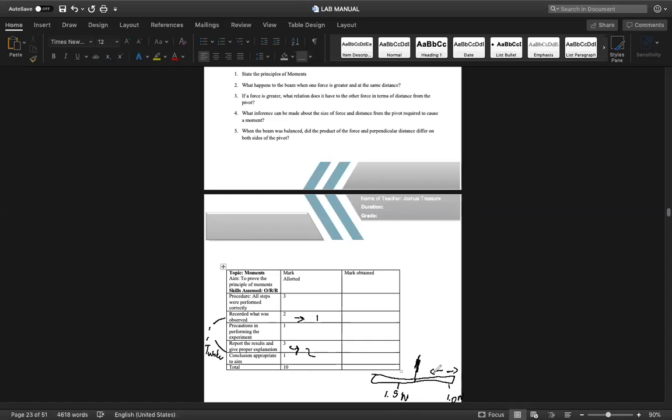Wait. What will I do? Yes, sir. Move a little bit to the right, sir. All right, so you should put it towards the right in order for it to be balanced.